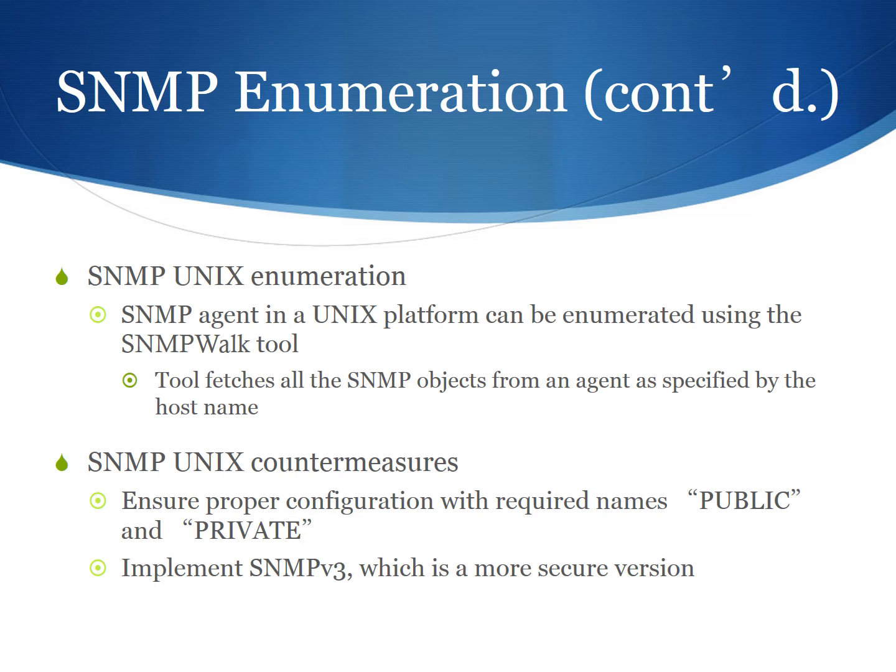SNMP enumeration continued. For SNMP Unix enumeration, the SNMP agent on a Unix platform can be enumerated using the snmpwalk tool. The snmpwalk tool fetches all the SNMP objects from an agent as specified by the hostname. Best SNMP Unix enumeration countermeasures include ensuring proper configuration with required names, public and private, as well as implementing SNMP version 3, which is a more secure version of SNMP.